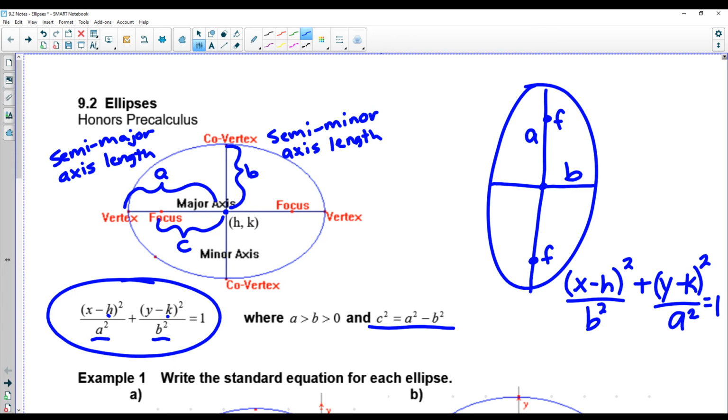Both x and y are squared in both situations. And in both situations, both x and y are positive.